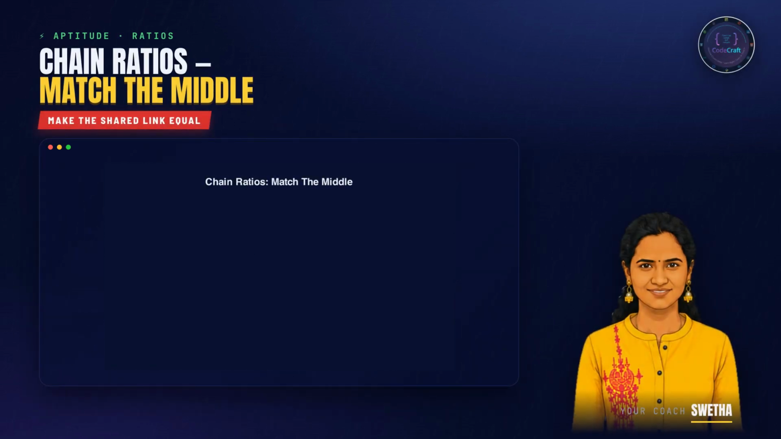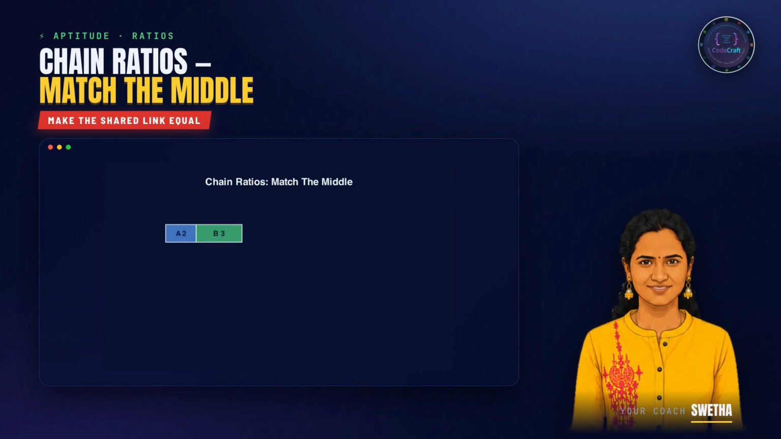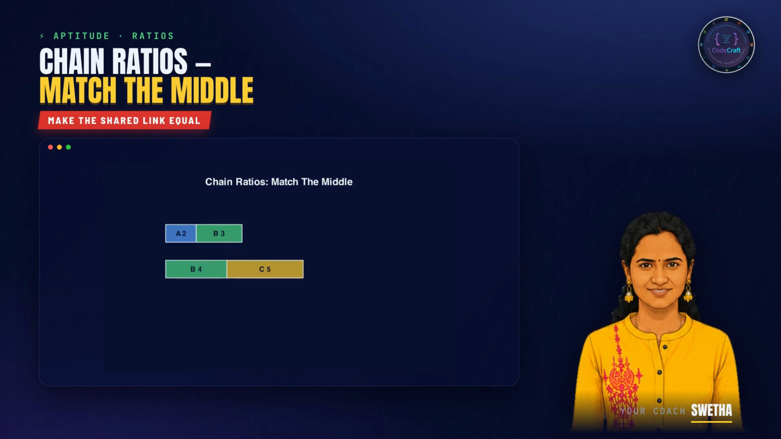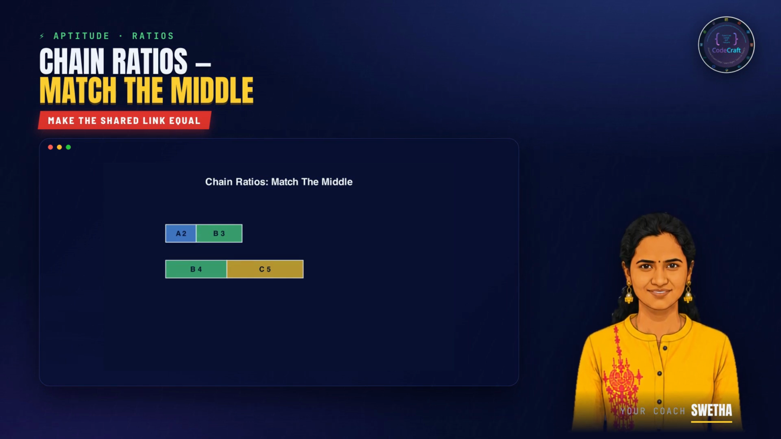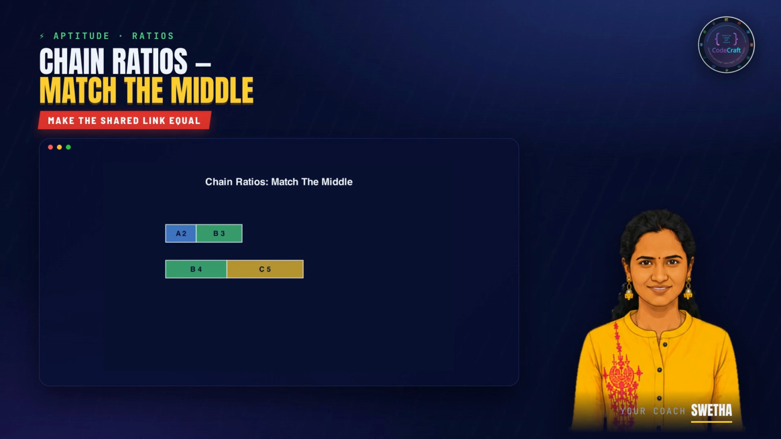Exams love to chain ratios together, and this one trips everyone. Suppose A to B is 2 to 3, and B to C is 4 to 5. Quick, what is A to B to C? You cannot just line them up, and here is why. Look at B. In the first ratio, B is 3 units. In the second, B is 4 units. Same person, 2 different sizes. That makes no sense. B has to be one single value.